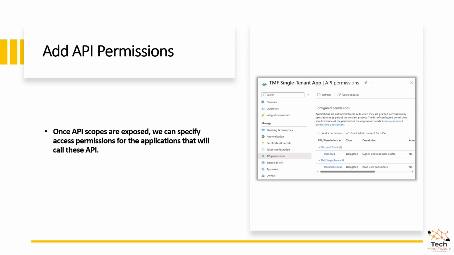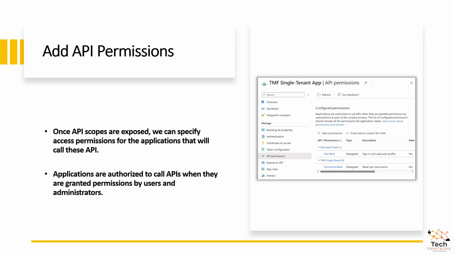So as you can see here, for instance, we have this TMF single-tenant API and documents read scope, right? So in this case, we are indicating that this single-tenant application will probably call Entra ID to receive an access token to call a specific API. So applications are authorized to call APIs when they are granted permissions by users and administrators.